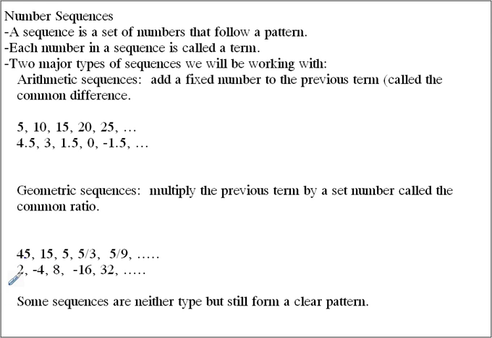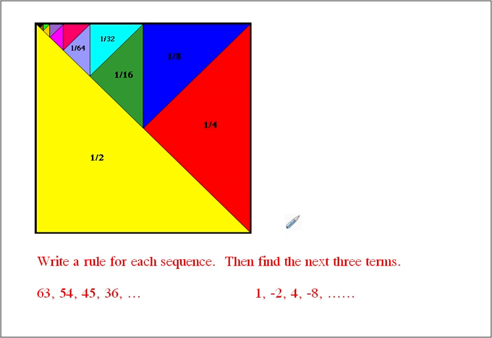Now this one here is a little bit trickier because it goes up and down, negative and positive. So it's going to be multiplied by negative 2. And if you ever see something like that, then you know it's probably a geometric sequence with a negative number involved in it. Some sequences are neither type, and we'll cover a couple of those, but they still form a clear pattern. For example, up here, this would be a geometric sequence, and you can figure that out.